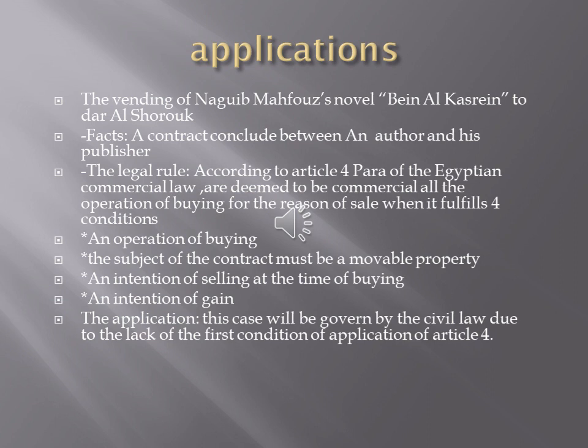In the fact, we will mention that there is a contract between two parties, first the author and the second party is the publisher. In the legal rule, we will mention that according to Article 4, paragraph A, all the operations of buying for the reason of sale are deemed to be commercial when the case fulfills four conditions, and we will mention briefly the four conditions. So, the first condition, there must be a contract of purchase. Number two, the object of the contract must be a movable property. Number three, the intention of selling at the time of buying. And the fourth condition, the intention of realization of profit.